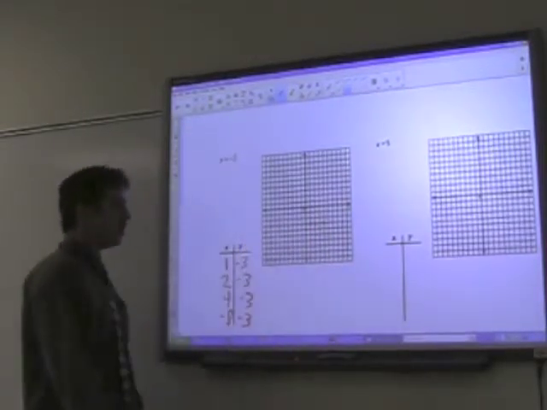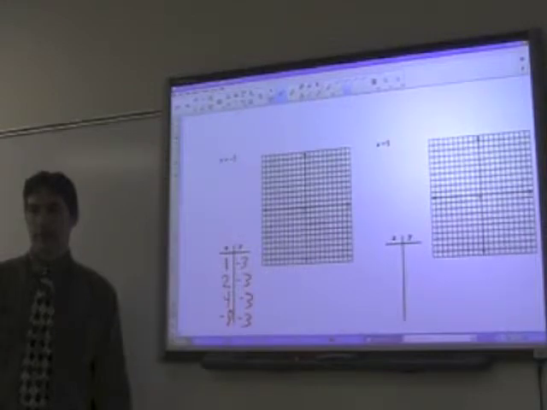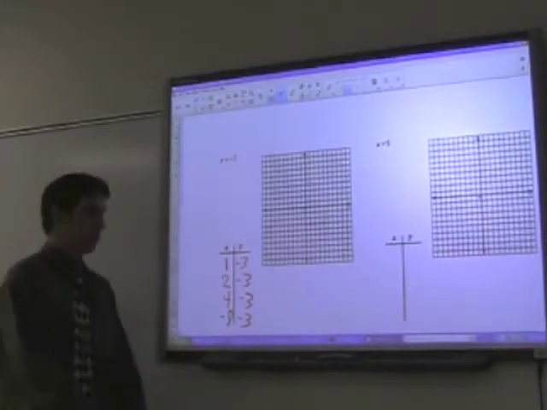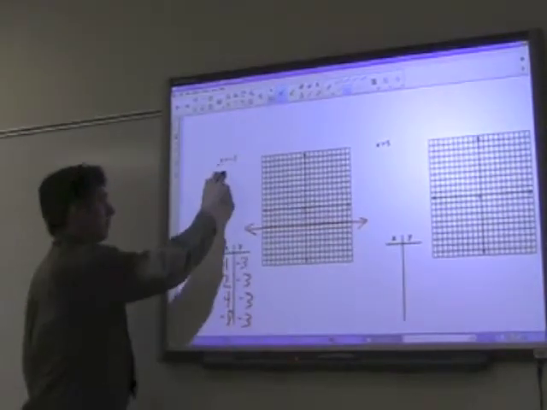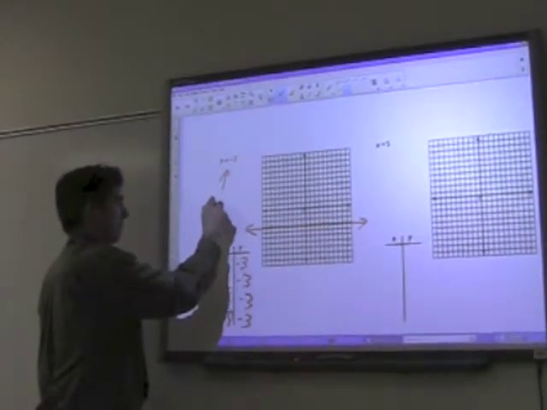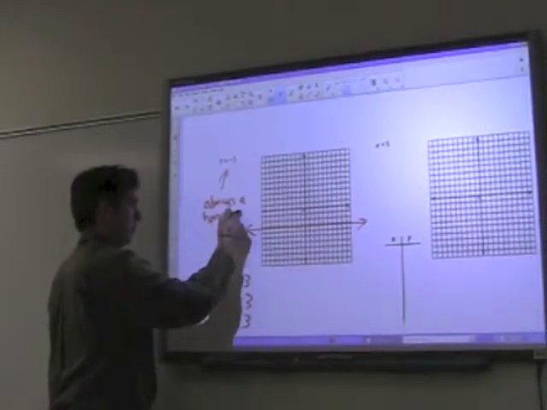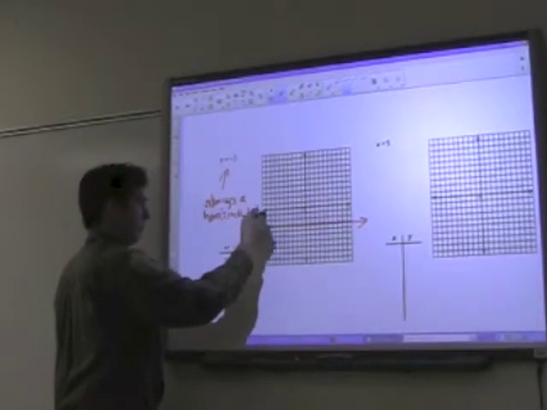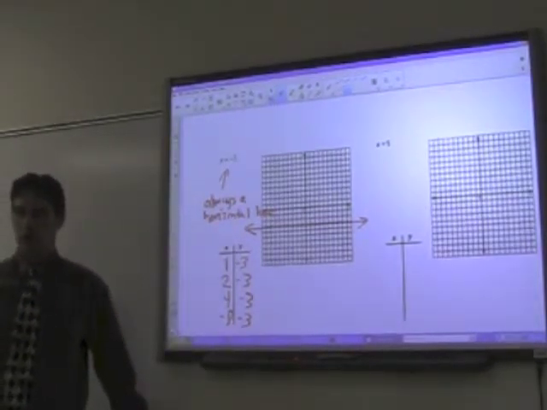Where are all these points showing up? In a straight line. And what does that straight line look like? A horizontal line. So you really only need one point, because you're going to go the other way across, and it's going to be a straight horizontal line. Y equaling some number as an equation is always a horizontal line.